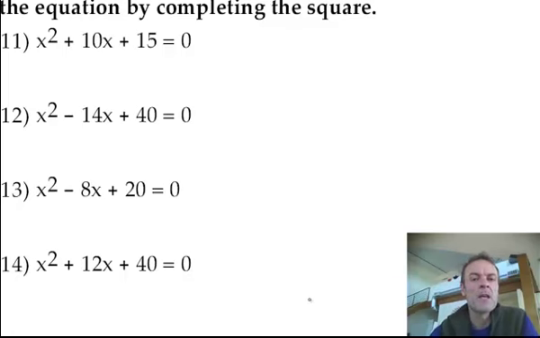Okay, so here we go. I look at this, and first of all, are there any two numbers that make 15 when you multiply that make 10 when you add? Remember, just go back to basic factoring. No. Okay, so can't do it.